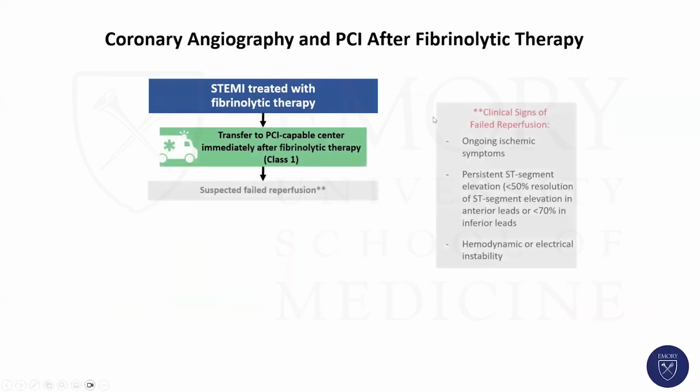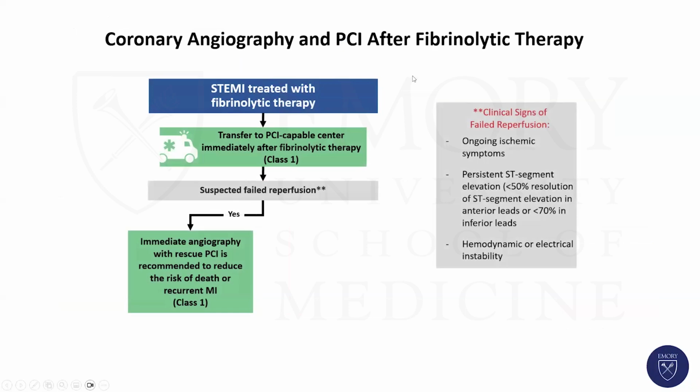What about coronary angiography and PCI after fibrinolytic therapy? So patients receive fibrinolytic therapy. You should transfer to a PCI-capable center immediately after fibrinolytic therapy is completed. That's a class 1. If there's suspected failed reperfusion, which means ongoing ischemic symptoms, persistent ST segment elevation, less than 50% resolution of ST segments in the anterior leads or less than 70% in the inferior leads, or if they have hemodynamic or electrical instability, immediate angiography and rescue PCI is recommended to reduce the risk of death or recurrent MI.